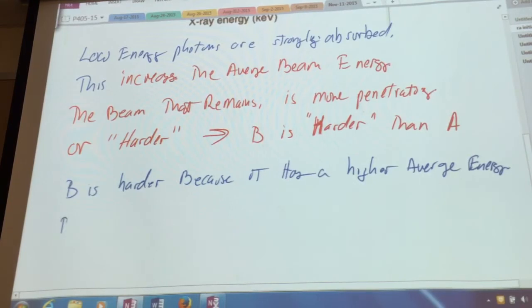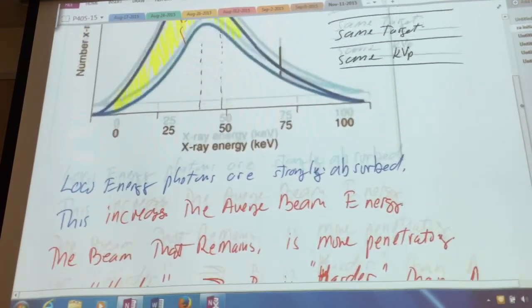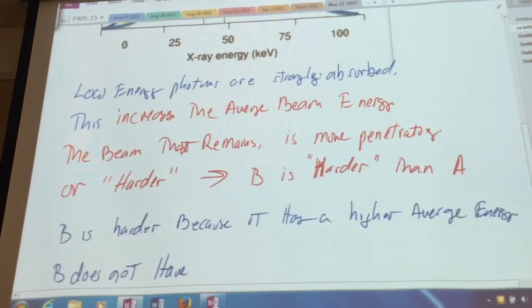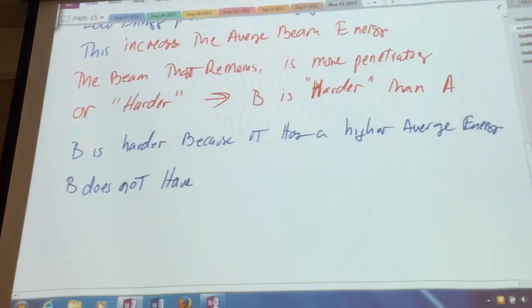Although I thought we got... I'm confused with the wording and the graph now. Yep. So B is harder than A, that's right. Although A has no more number of photons, not all of them are good quality, so B has a better quality, yep.